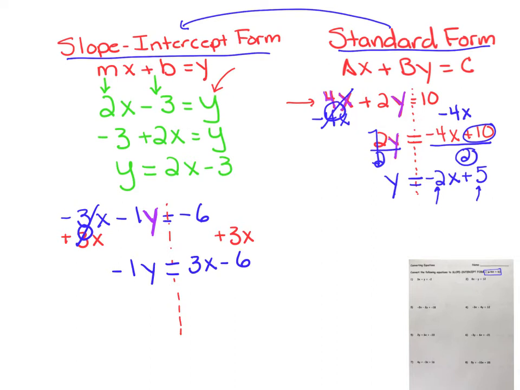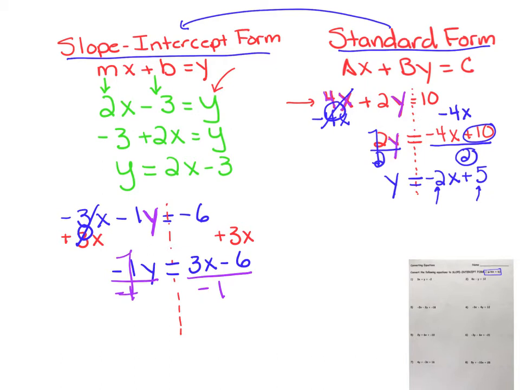Now we're one step away from finishing. We need to get rid of the negative 1 coefficient in front of the y. So let's divide the left side by negative 1 and the right side by negative 1.